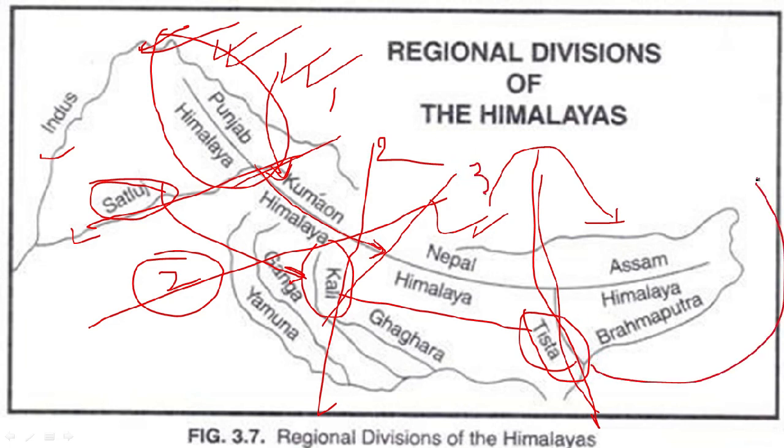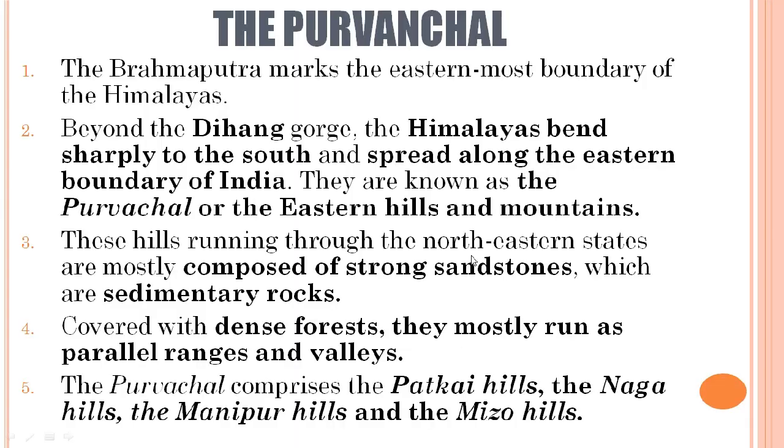By the way, Brahmaputra in Arunachal Pradesh is locally named by the name of Dihang. So the Teesta and the Dihang river. Now we are going to learn about the Purvanchal Himalayas. Let us start learning. The Brahmaputra marks the easternmost boundary of the Himalayas. Now this river Brahmaputra marks the easternmost boundary of the Himalayas.